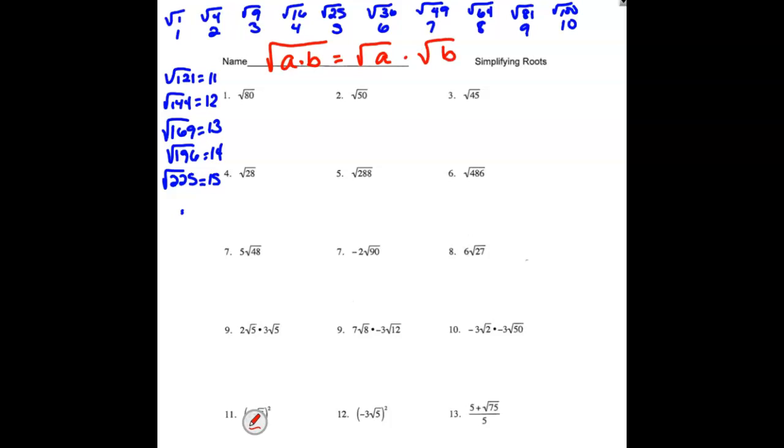So we need to look at factors of 80. We have 1 and 80, 2 and 40, 4 and 20, 8 and 10, and 5 and 16. So 16 is a perfect square. That would be a nice one to break this into. So instead of the square root of 80, we're going to think of it as the square root of 16 times the square root of 5.